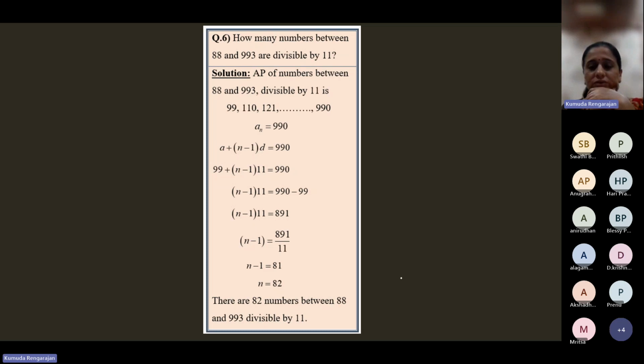Yeah, so please check your answer with the answer you see on your screen. Always to find n, make use of the last number, the last term of the AP. The position of this number will tell us the number of terms in the AP.